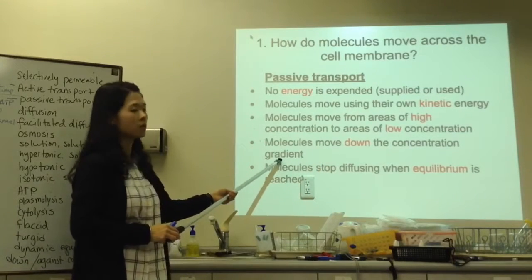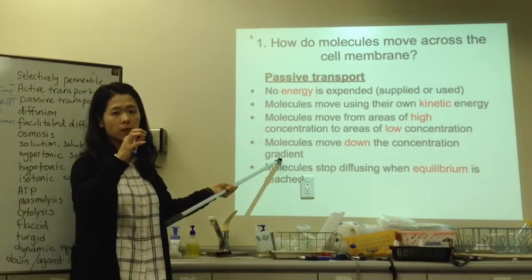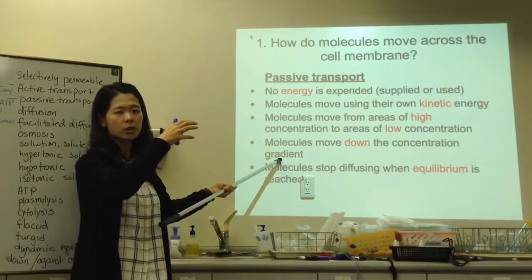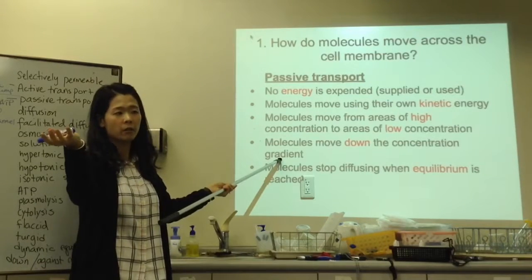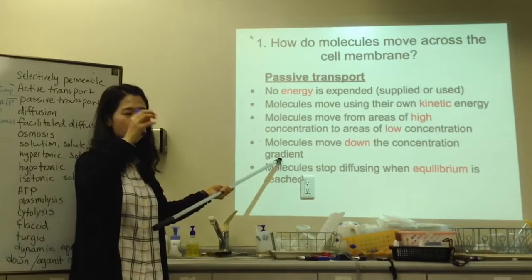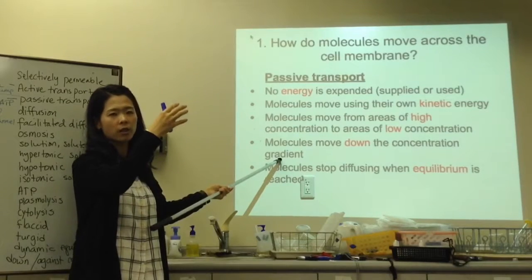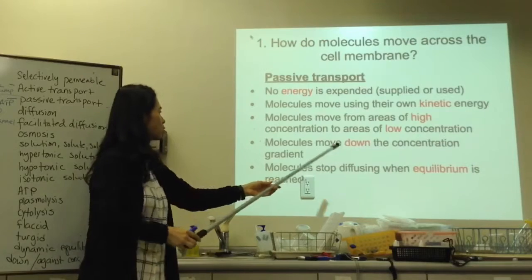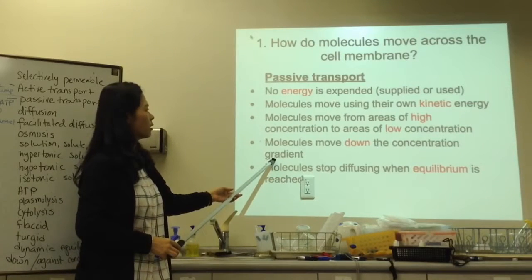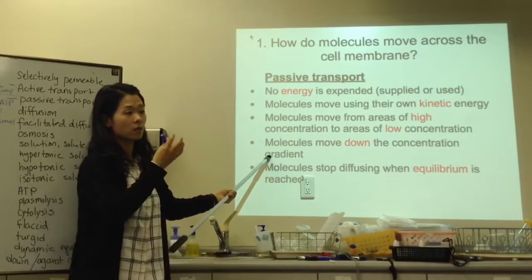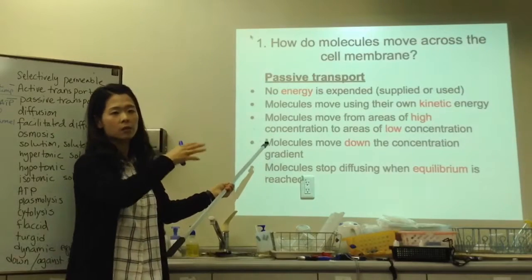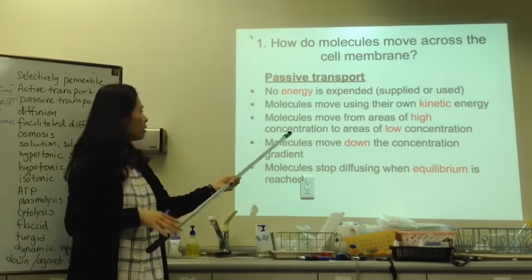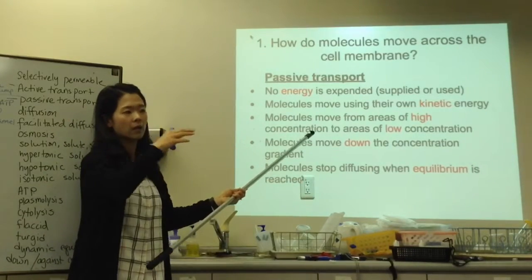The gradient means difference, the concentration difference. So there is an area of high concentration of whatever, and an area of low concentration. Moving down means it's going from high concentrated area to low concentrated area. So the words concentration gradient mean there's a difference in concentration. There are two sides, high and low. It's going down, so going from high to low.